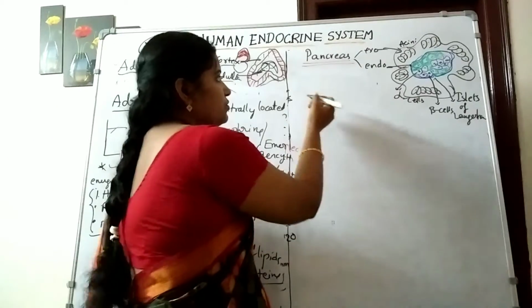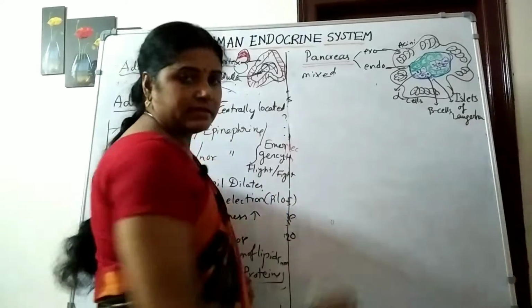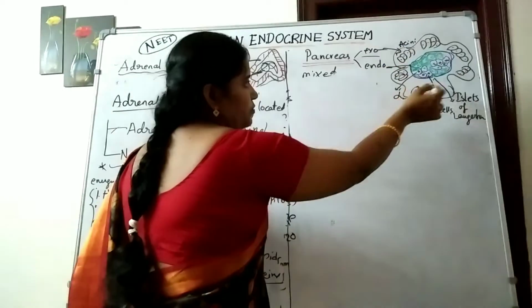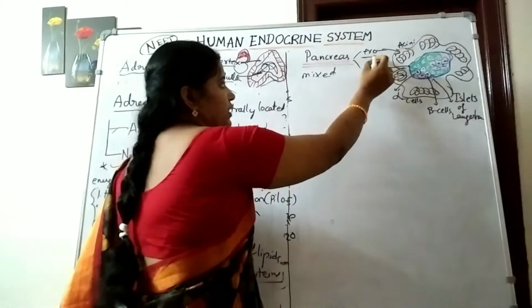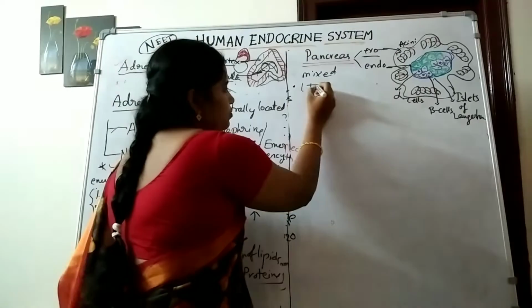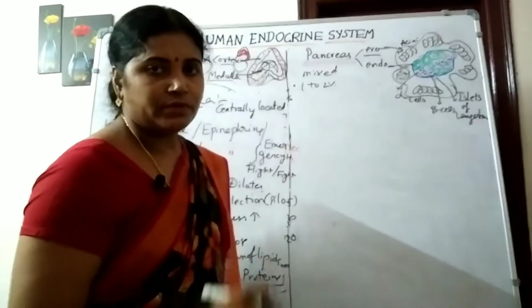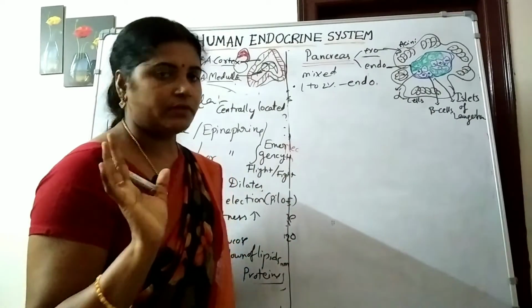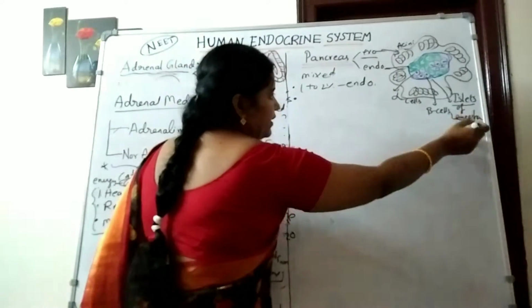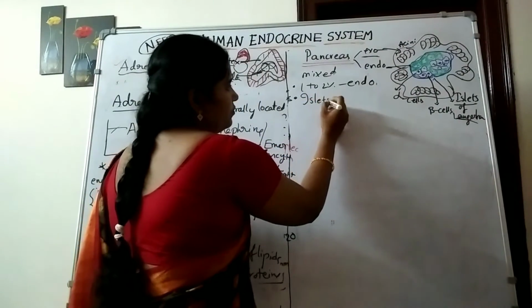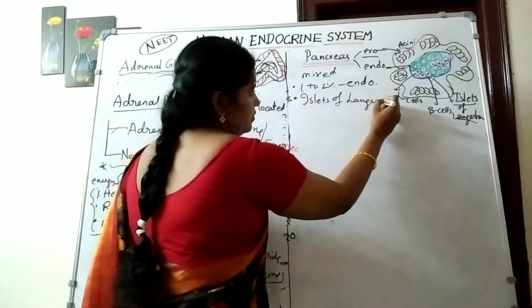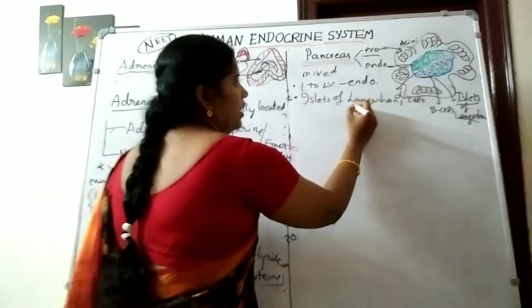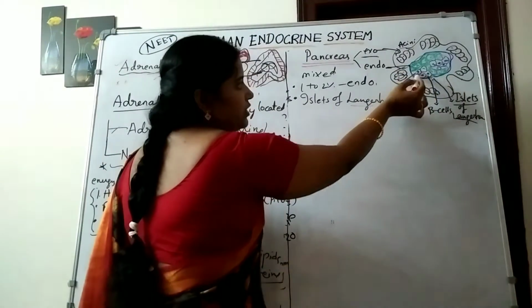Pancreas is also known as a mixed gland. Maximum portion of the pancreas performs the function as exocrine. Then only 1 to 2% of the pancreas performs the endocrine functions. And what structures are responsible for endocrine functions? Islets of Langerhans. In these islets of Langerhans, you can see two types of cells.